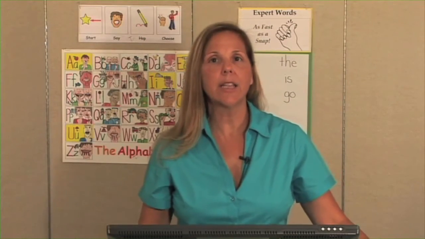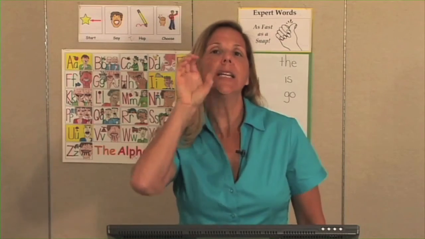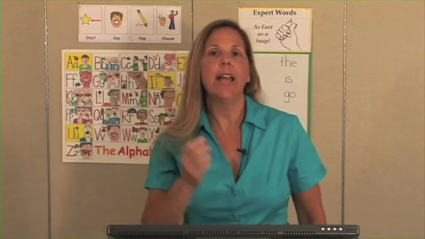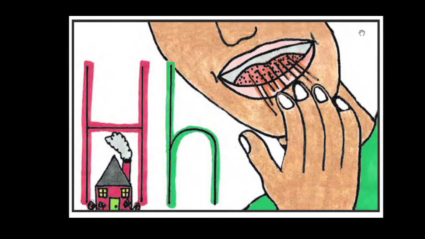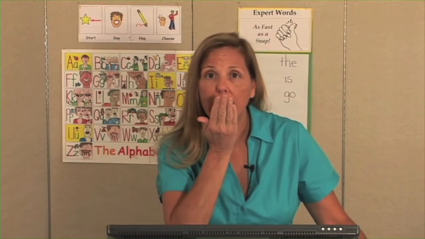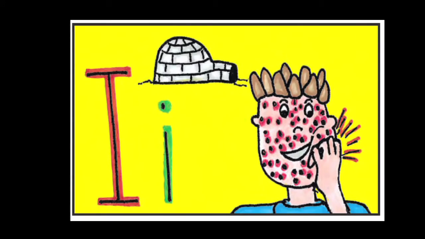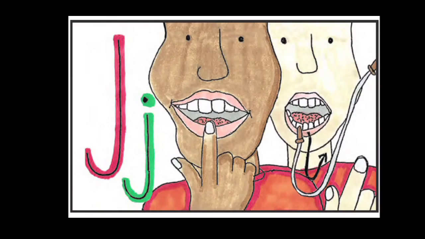Let's go back and let's say the letter sounds again. A, B, C, D, E, F, G, H is the stinky breath sound. That's where you're going to put your hand in front of your lips and go just like that. I is the itchy sound. So they go like itchy.